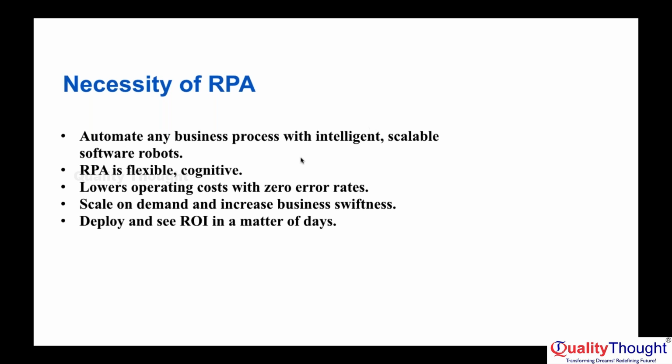So RPA is required wherever there is a business process which can be done using your intelligence, or it is scalable, and it is scalable in terms of your software robots. So to read out what is on the presentation, it says: automate any business process with intelligent, scalable software robots. So wherever there is a business process which can be automated using our intelligent and scalable software robots, that is where our RPA is required.